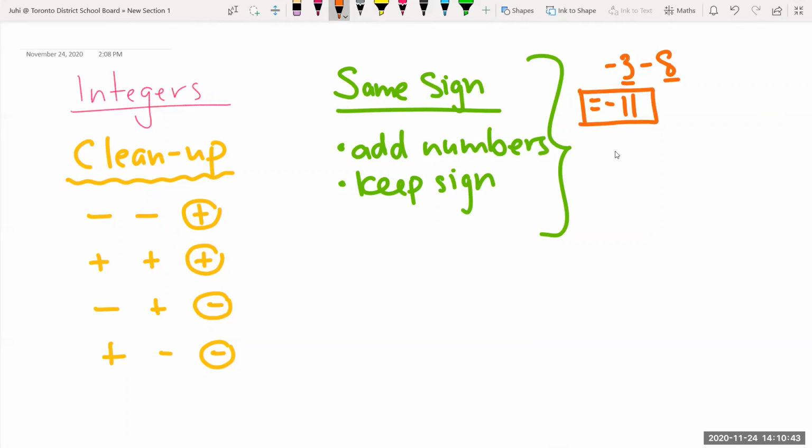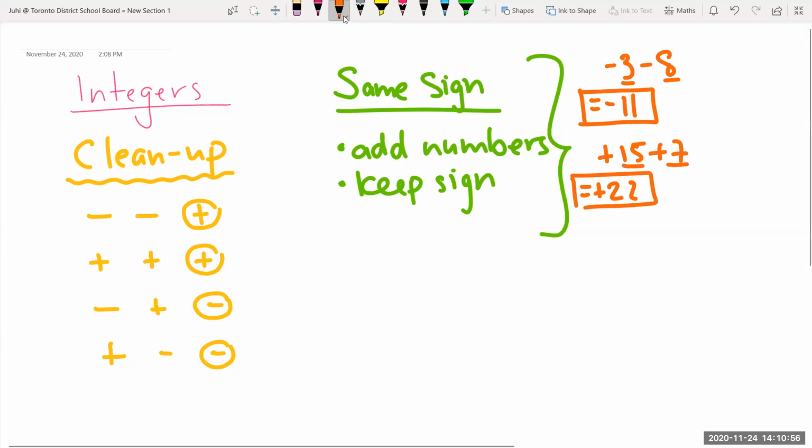What about if you had a question like +15 plus 7? Again, you add the numbers together so that you're going to get 22. And then the sign in front of both of those is a positive. So it would just be +22. Okay, so that's pretty straightforward. I think we all got that.